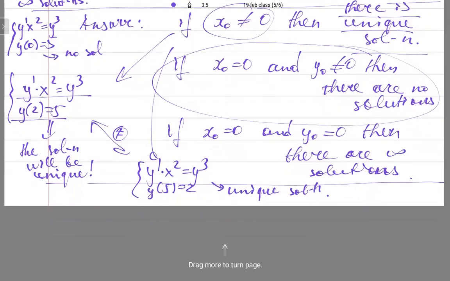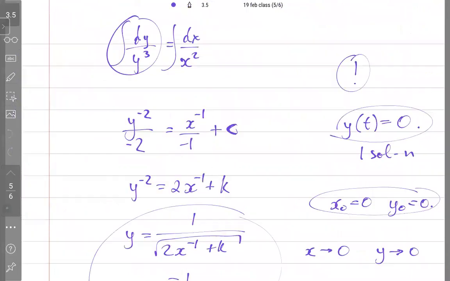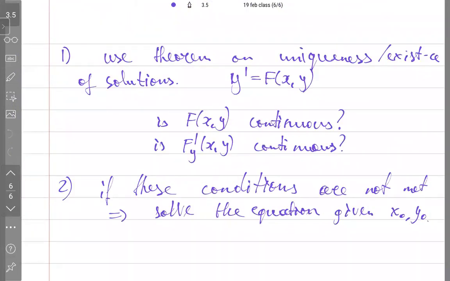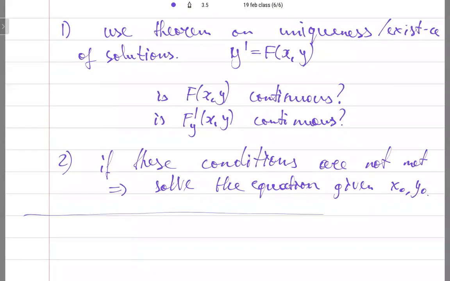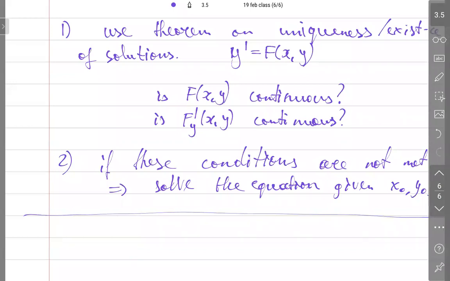Okay, let's move on. So my advice for that type of problems is just apply the theorem if possible. If not possible, try to solve. Okay, I have a simple funny question.